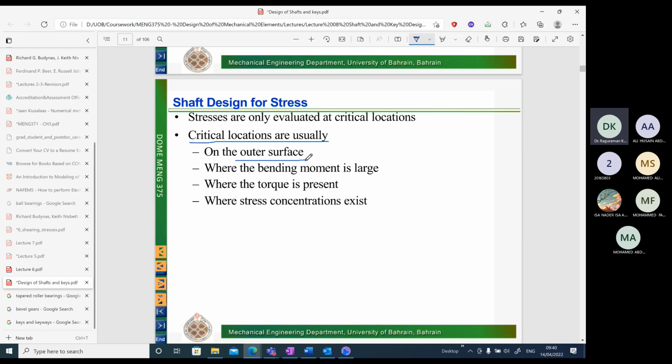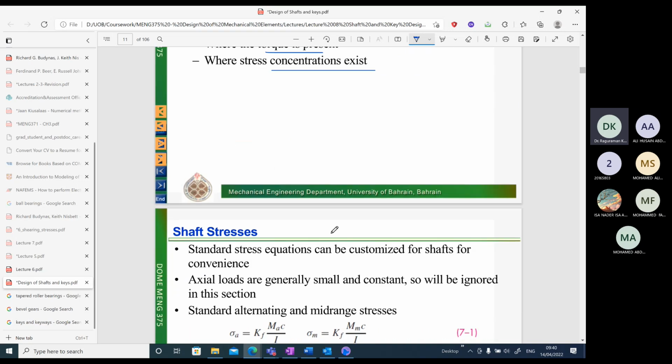What kind of stresses are maximum on the outer surface? If you recall, the bending stress is maximum on the outer surface. Torsional stresses due to torque, they are maximum on the outer surface. And definitely we also have, in addition to that, any stress concentration effects which may occur on the surface. So at the outer surface, bending moment and torque are maximum, and stress concentration effects also exist.